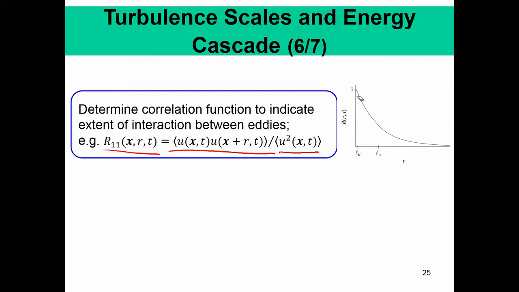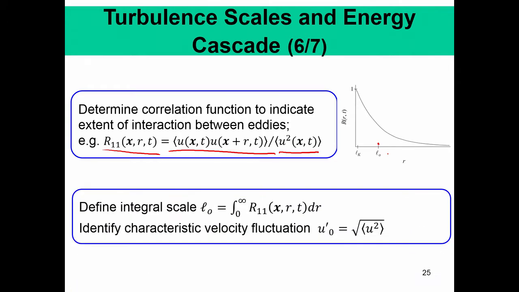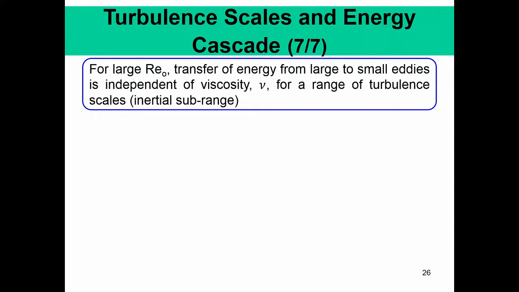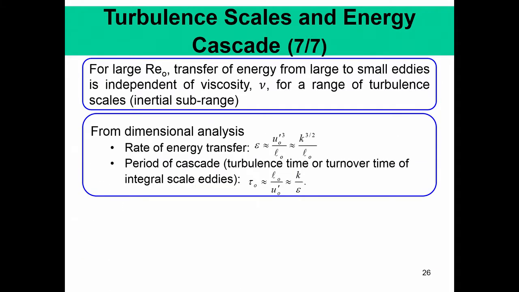Okay. So this becomes the length scale Lk, and then this becomes the integral length scale, and we can define the integral length scale L0 essentially as the integral from 0 to infinity of R11(r) dr, and we can also identify a characteristic velocity fluctuation by essentially the RMS of velocity. Okay. So these are the definitions we will use later. Essentially, for large Reynolds number, transfer of energy from large to small eddies is independent of viscosity nu for the range of turbulence, and that is the inertial subrange, and that is what we have learnt. And because of the rate of energy transfer, you see that we have equated epsilon equal to tau.